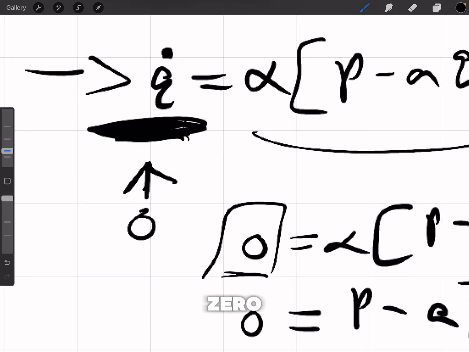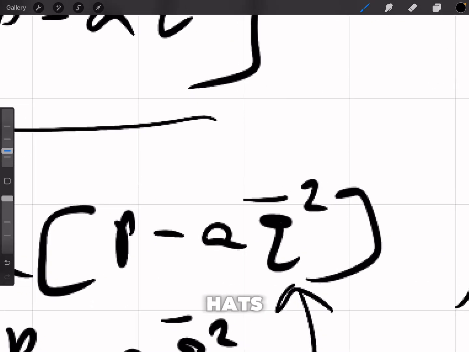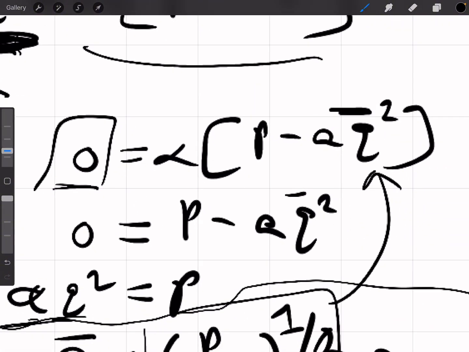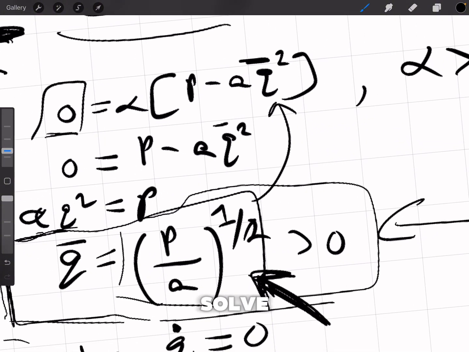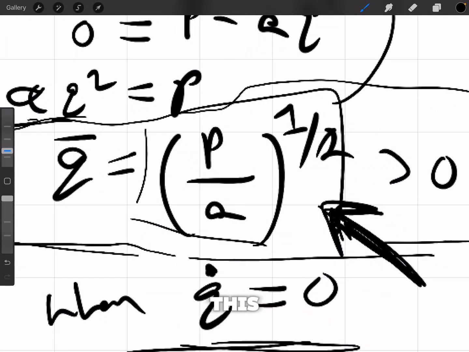We're setting this to 0 first, and then you're solving for Q hat. This becomes Q hat. This is your steady state, or hope to be steady state. It might not be steady. There's some conditions that have to be met. So you set this to 0, and then you solve for this Q hat. And it becomes very apparent this is the answer.